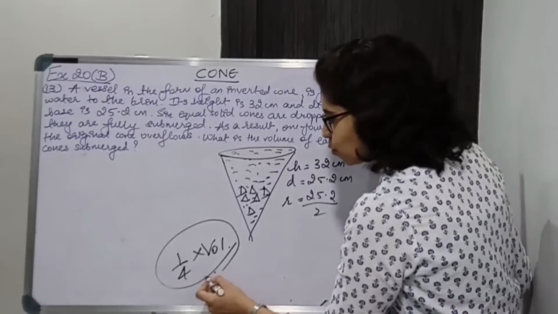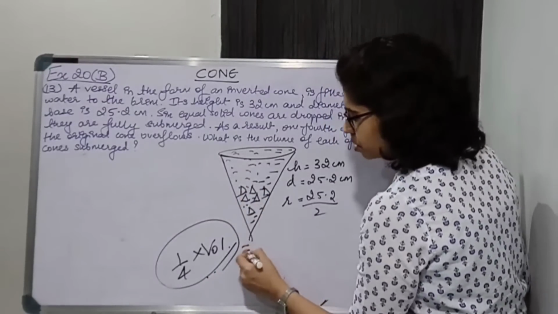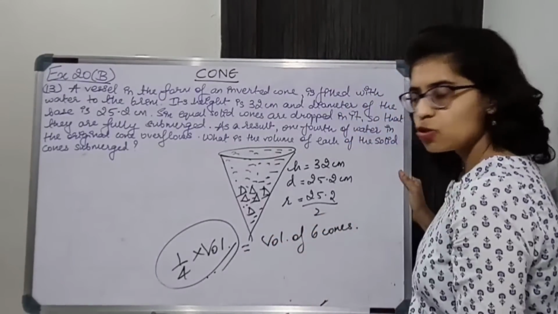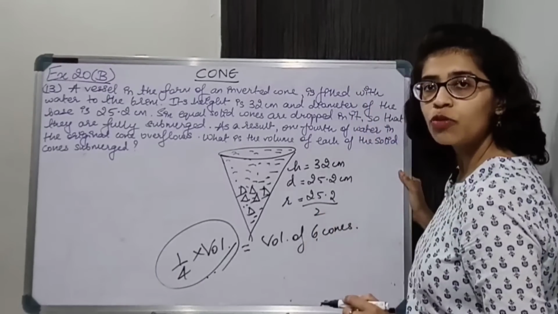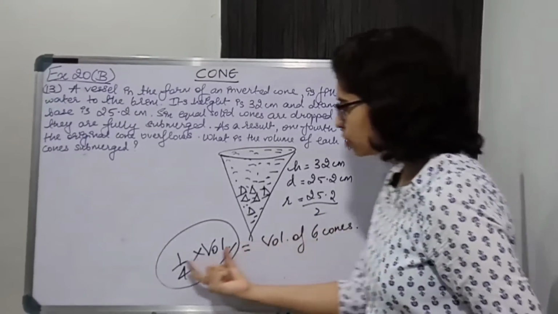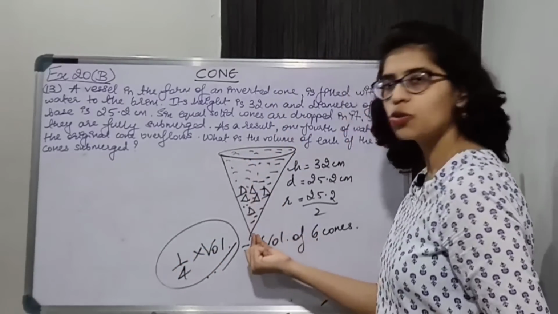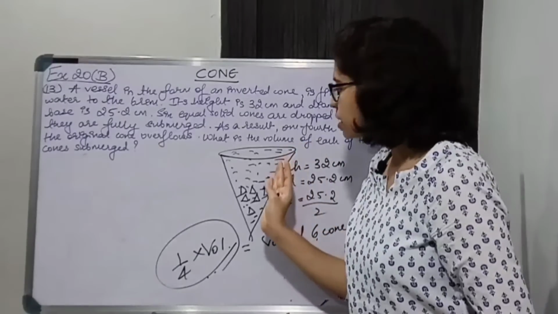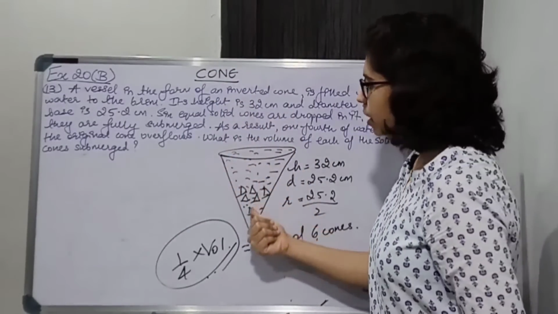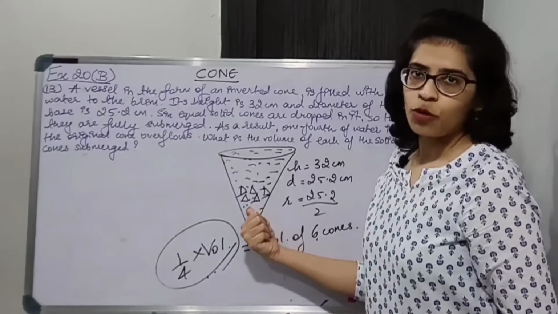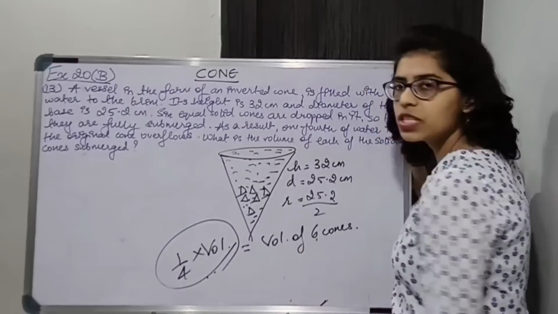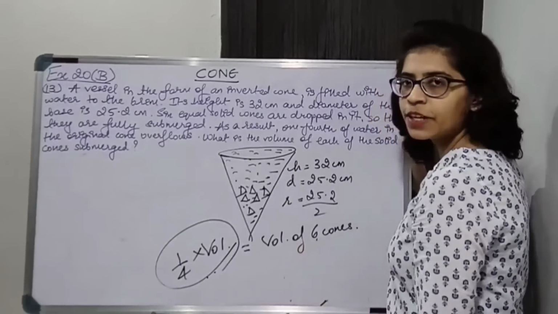So this volume is equal to the volume of 6 cones. We can easily get the volume of 1 cone from the volume of 6 cones; you will just divide by 6. So the volume of 6 cones is equal to 1/4 of the volume of this cone, because according to Archimedes' principle, the amount of water that is displaced or overflown will be equal to the volume of the solid. There are 6 cones, so it is equal to the volume of 6 cones. Now from that we can easily find the volume of 1 cone.